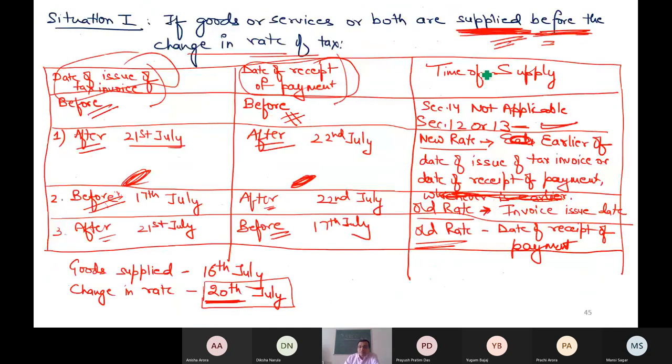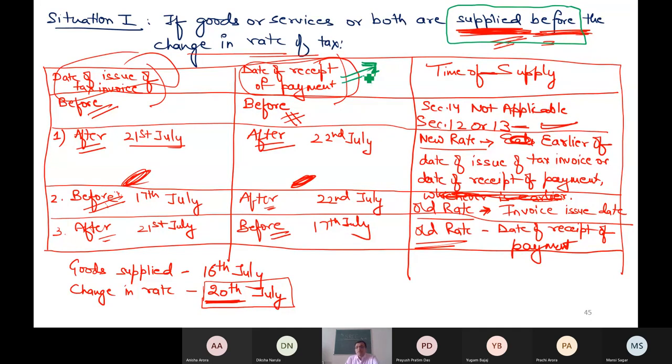when goods and services are supplied before the change in rate of tax. If services are supplied, there is no issue, because that notification is applicable only when goods are supplied, when the supplier is liable to pay the tax, and when the supplier has not opted to pay tax under composition levy scheme. So technically, date of receipt of payment is applicable in every case except one exceptional case. And that exceptional case is when goods are supplied by a supplier who is not opting for composition levy scheme.